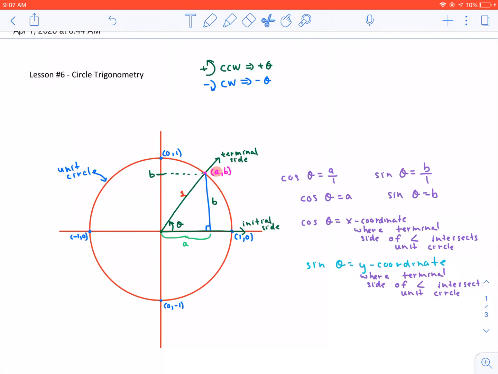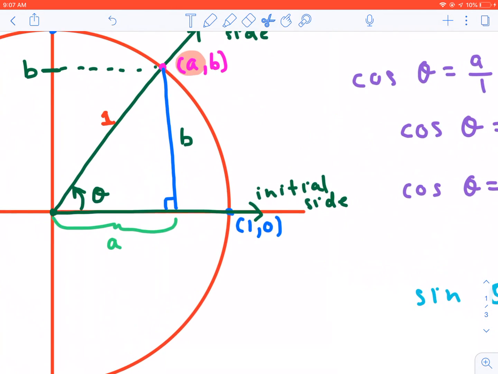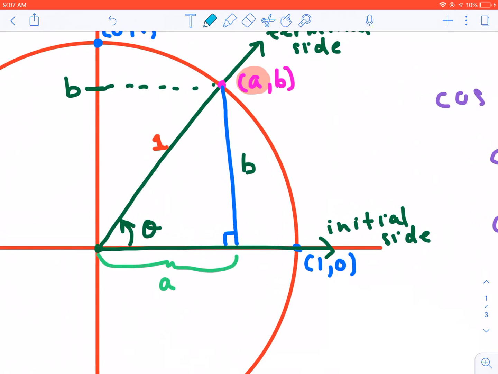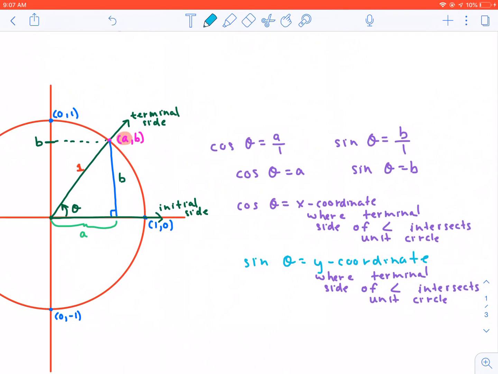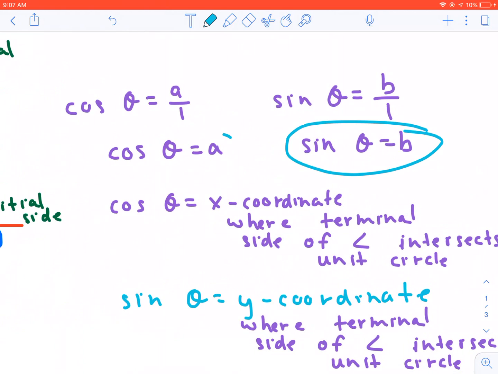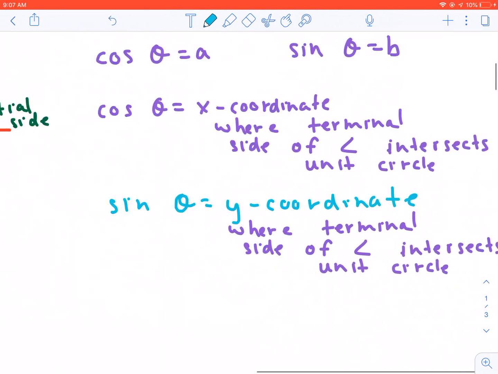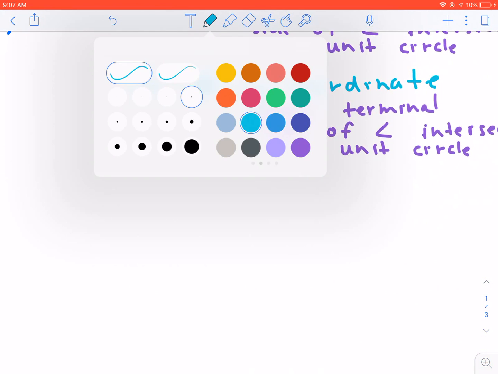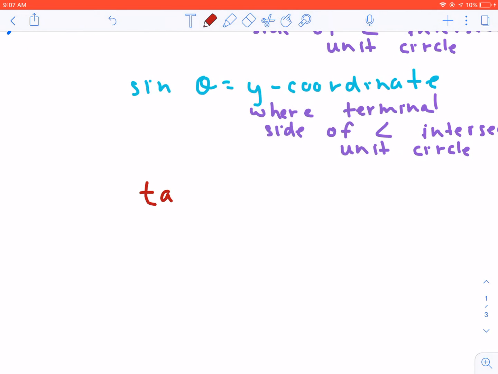Right, and what is tangent? Well, tangent is, again, opposite over adjacent, so b over a. But b was equal to sine theta, right? And a was equal to cosine theta. So we already showed this definition before, but we can also say tangent of theta is equal to sine theta over cosine theta.